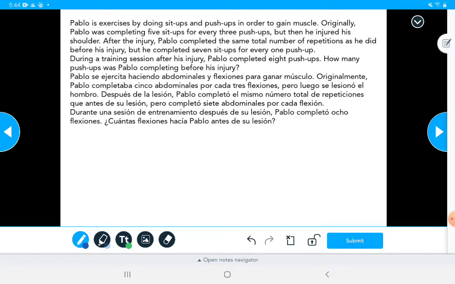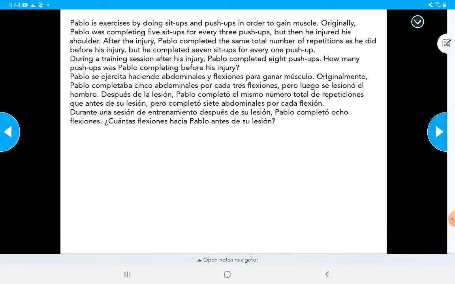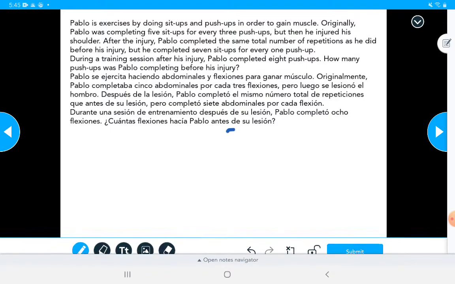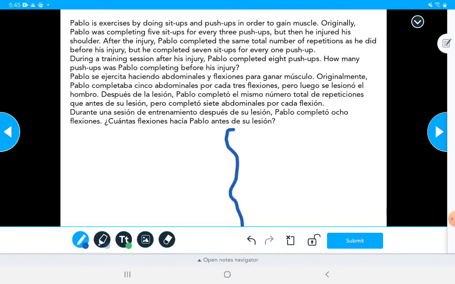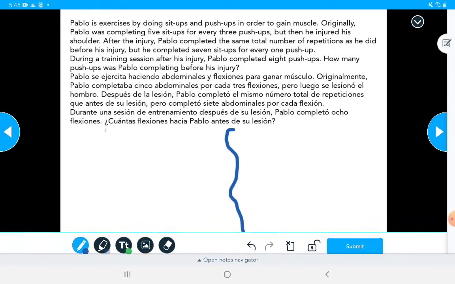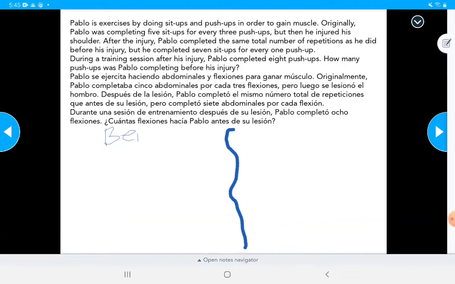So during a training session after his injury, Pablo completed 8 push-ups. How many push-ups was Pablo completing before his injury? Okay, so first of all, we need to split it up because we have a before and after. So we're going to split up our board in half. On one side, we're going to be putting Pablo's before information. So I'll write before here.